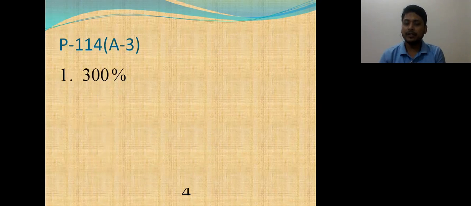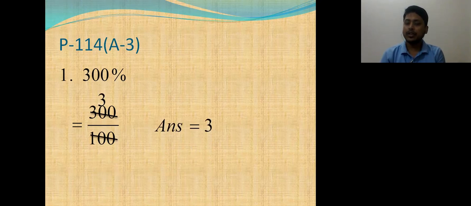Now go for the next one, 300%. So 300% will have to be changed into either a mixed number or whole number. First, you have to change the percent, that means you have to write the value of the percent, and this value equals divide by 100. So these two zeros cut, and you will get 3. So 3 will be the answer. No percent will come because the value of percent equals divide by 100, or 1 by 100.